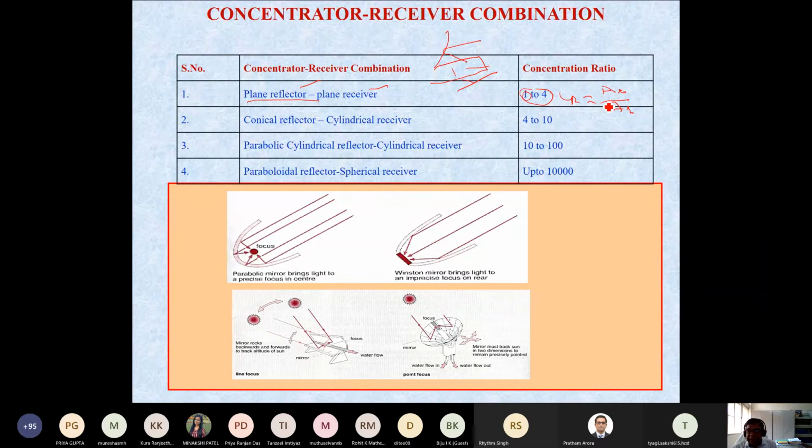So based on your requirement, you may select the combination of concentrator and receiver. Here, a conical reflector and cylindrical receiver. So all these things you can have. The maximum temperature or concentration ratio you can get is if you have the paraboloidal, that means the dish antenna like concentrator, and the receiver should be spherical, not cylindrical, spherical. In that case you can get the concentration up to 10,000. So that means high thousands of degrees centigrade you can get.